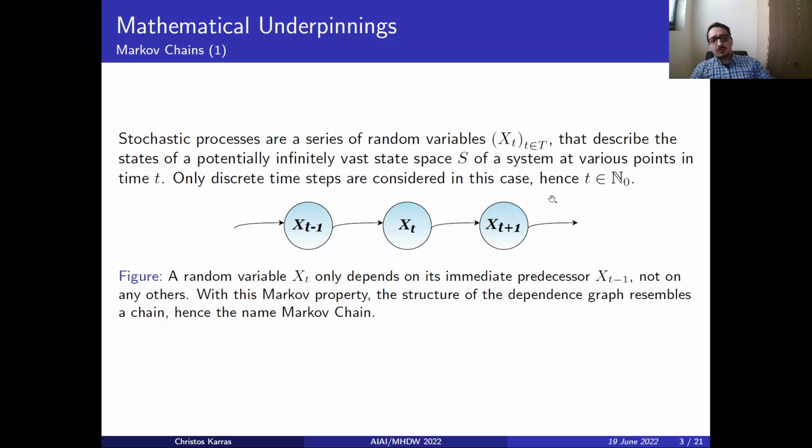Here we have a graphic representation of a Markov chain. A random variable x_t depends only on its predecessor x_{t-1} and not on any others. With this Markov property, the structure of the dependence graph creates a chain. Hence we have the name Markov chain.